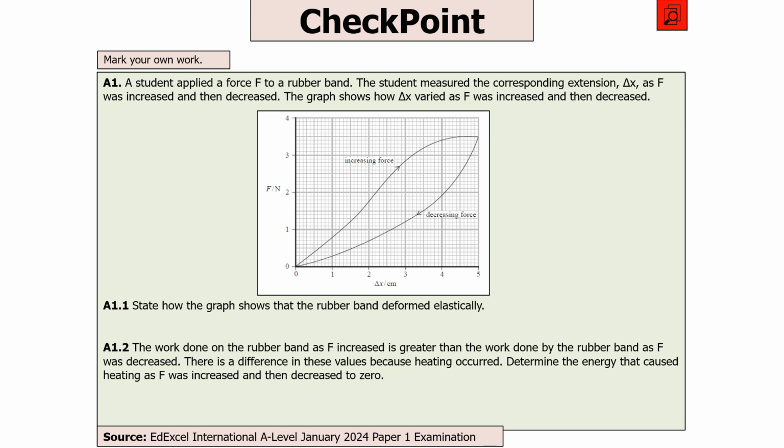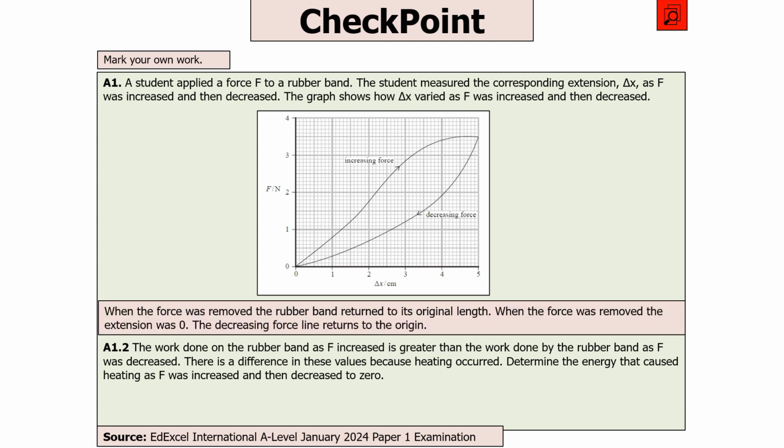Right, you've got to remember that the definition of elastic is that it's an object that returns to its original length and shape when the force to deform it is removed. So when the force was removed, the rubber band returned to its original length because it goes back to having an extension of 0. So the decrease in force line returns to the origin.